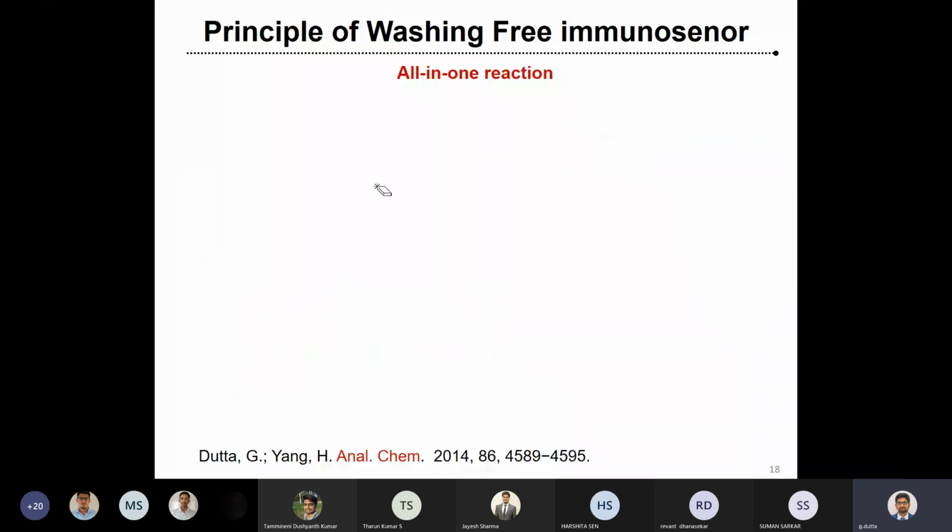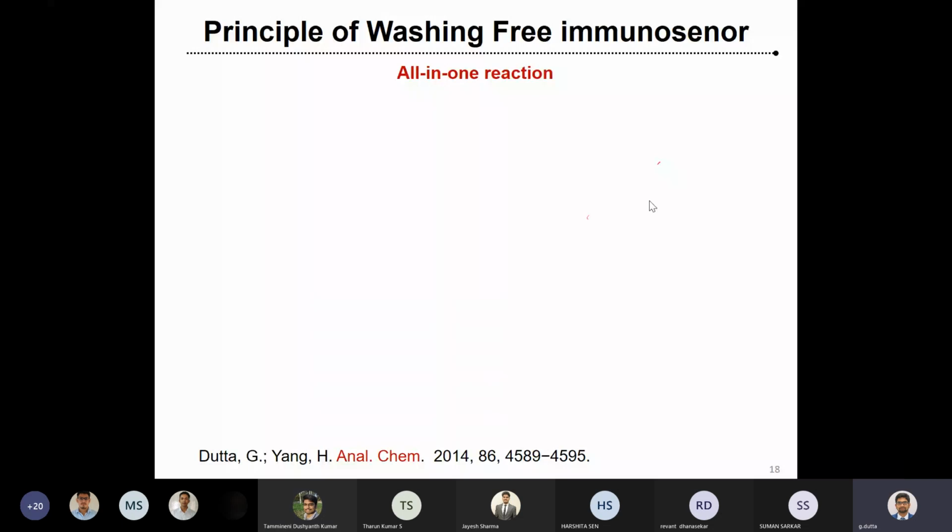Let's go back. Washing free principle means it is kind of an all-in-one reaction, right? We don't need any kind of washing. So why we need washing, you know already, right? After primary antibody immobilization, you have to add your antigen, your target solution, then you have to wash it, right? So that excess target or excess reagent, excess solution will be removed from the surface. Then secondary antibody, then you have to wash it again. Then only the excess one will be removed from the surface, right? That's why we need some washing to get a higher signal to background ratio. So if you don't wash, then we will get a higher background, right? Is it clear, guys?